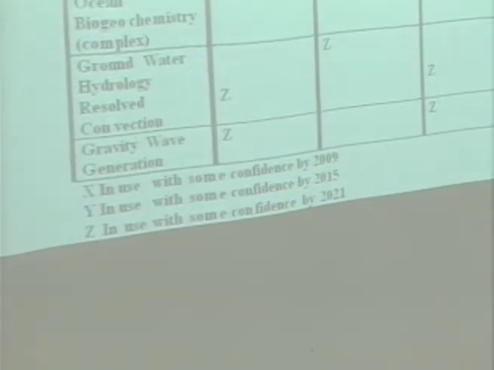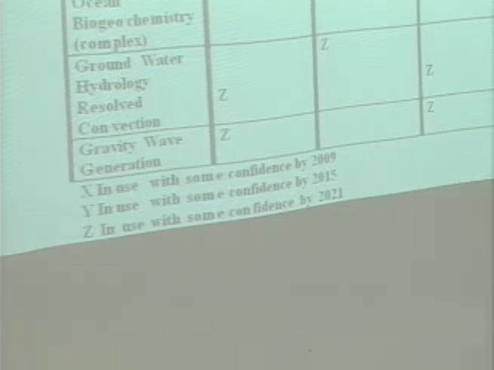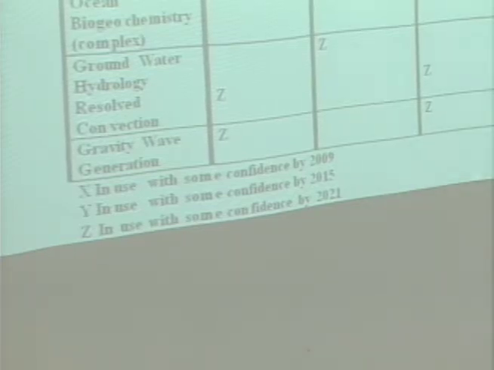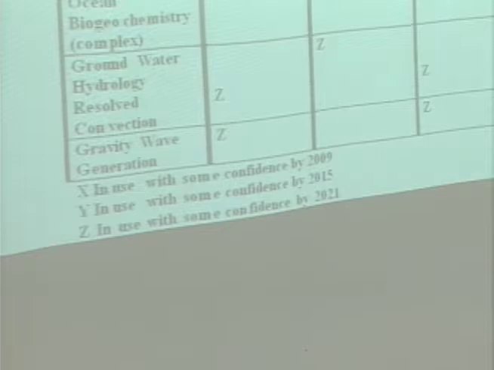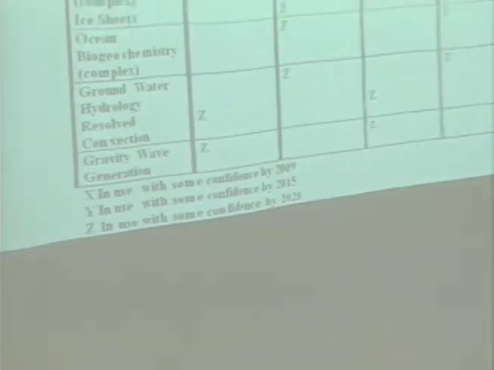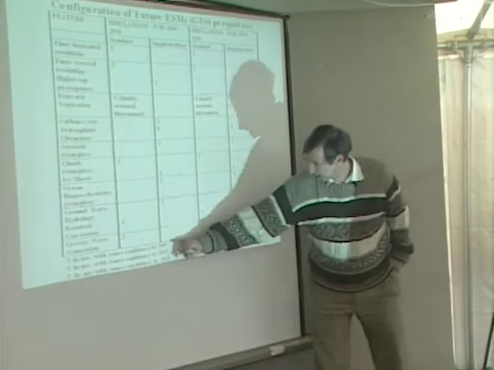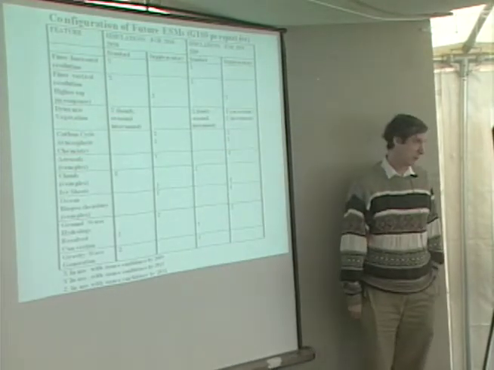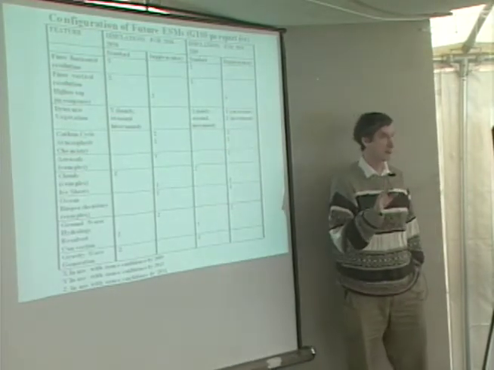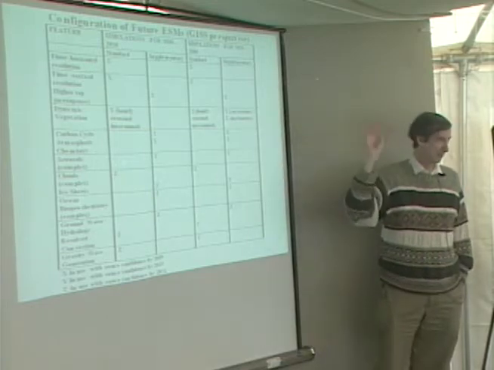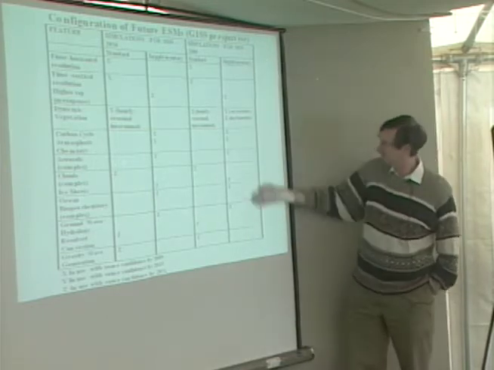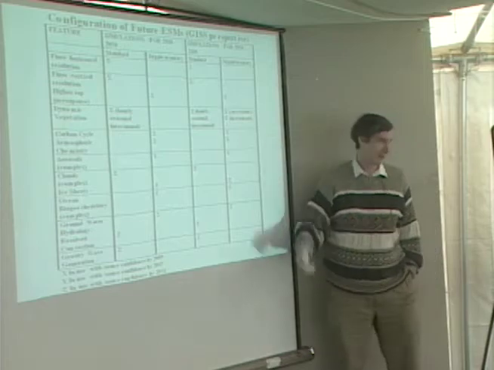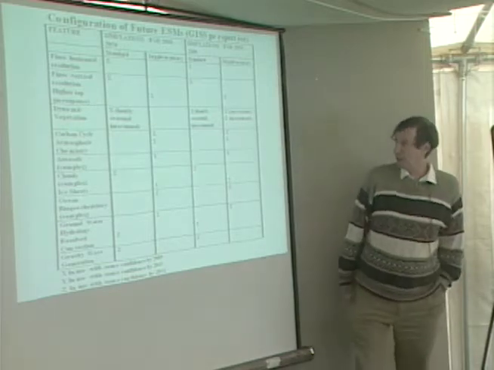Some of these things are in the model now, but there's absolutely no confidence in them. They haven't been verified, they haven't been quote-unquote tuned or calibrated. And so X is 2009, Y is 2015, Z is 2021, and when you say 2021, it could be any time, basically. In fact, I was thinking of leaving this bar off so that it implied that.